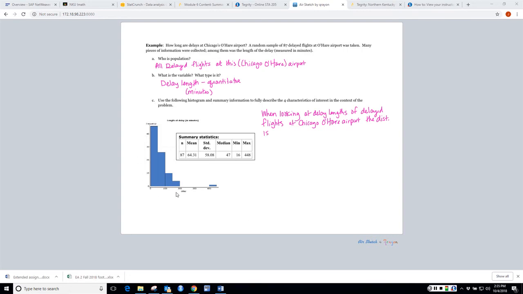So if I look at this one, it is definitely not normally distributed. It's not symmetric at all. So which way is it skewed? I like to pretend that this is a slide. So if I think about what my slide would look like here, which way would I slide? If I start at the top, I'm going to slide right, which means it's going to be skewed right.